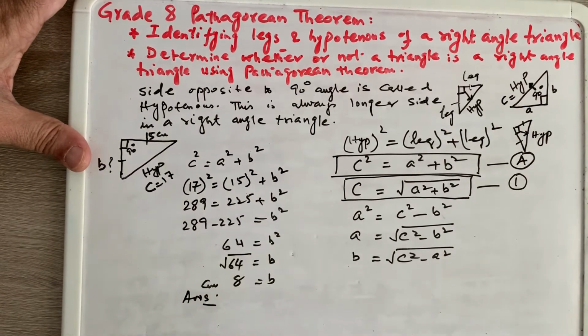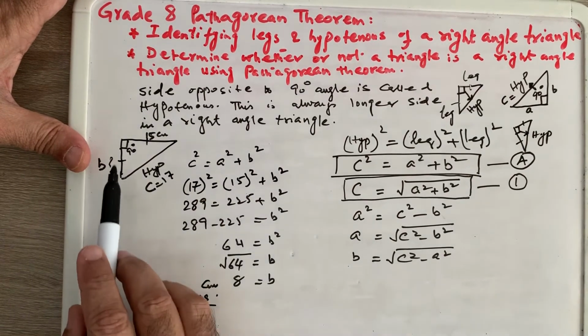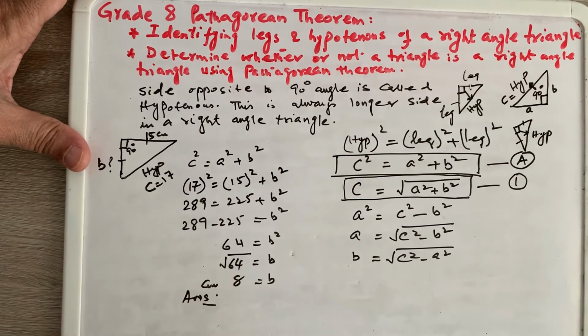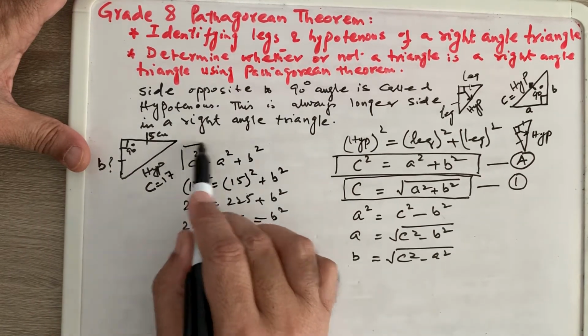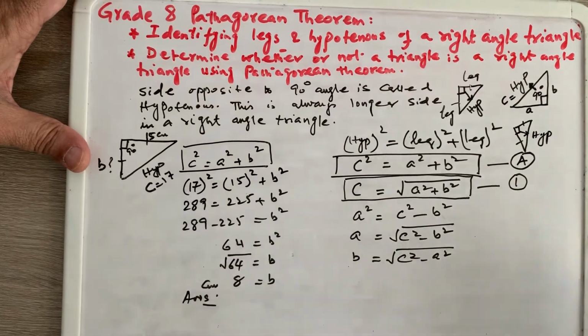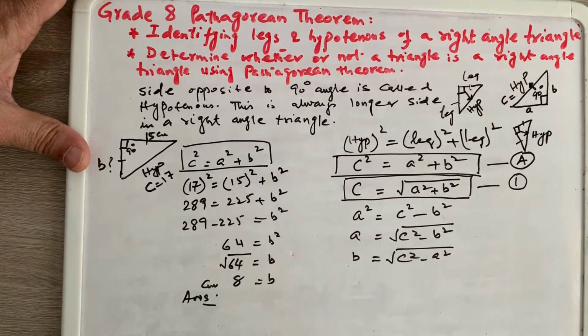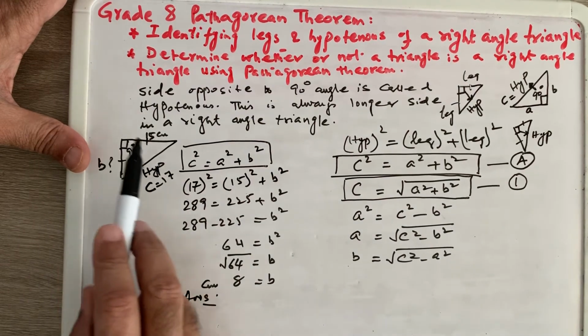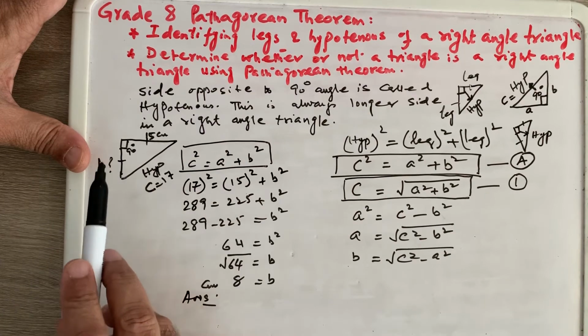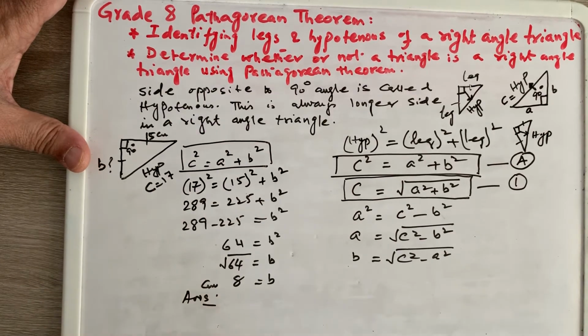Now, if we want to prove that it is a right angle triangle, we can substitute these values into this equation, and if it satisfies the equation, that means it is a right angle triangle. So a question can be asked in many different ways. Sometimes it asks, find the missing side. Sometimes it can give you the sides and then say, check whether or not it's a right angle triangle.